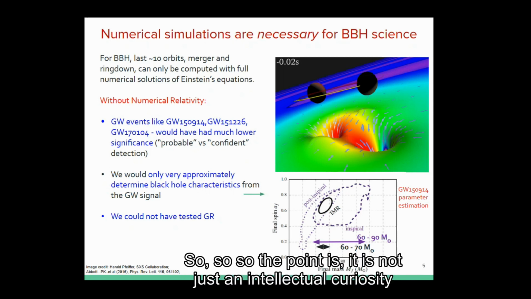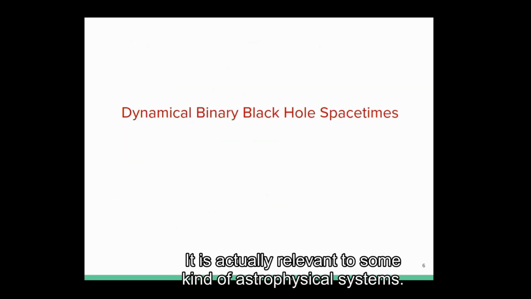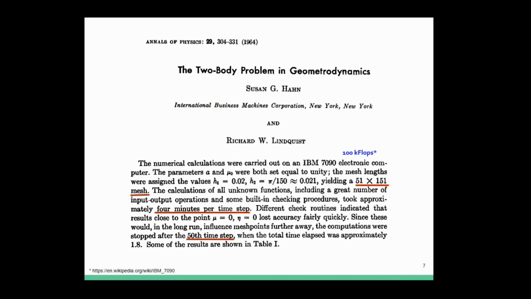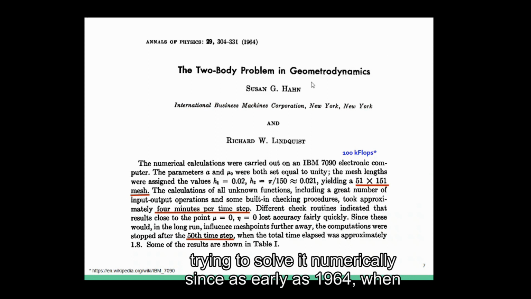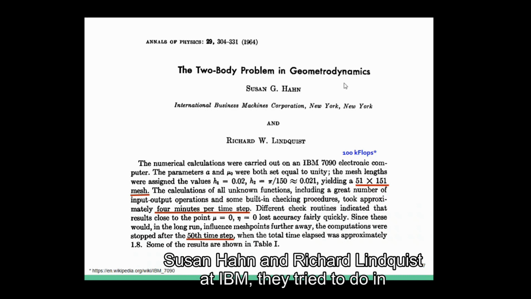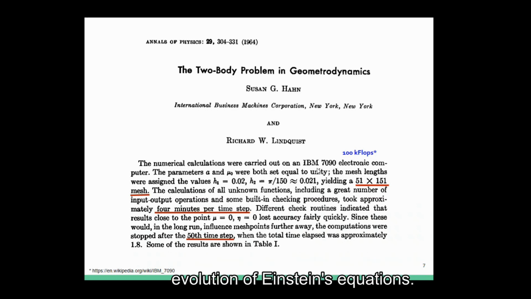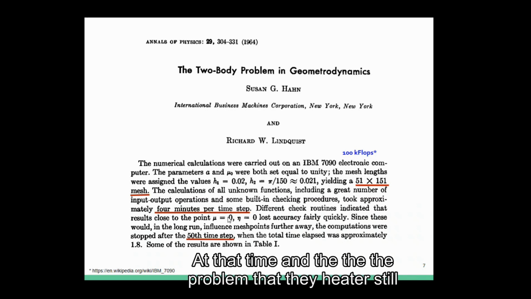So the point is, it's not just an intellectual curiosity, it's actually relevant to some kind of astrophysical systems. Okay, so this particular two-body problem, people have been trying to solve it numerically since as early as 1964, when Susan Hahn and Richard Lindquist at IBM tried to do an evolution of Einstein's equations, which of course did not succeed at that time.